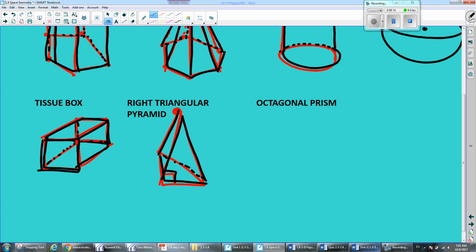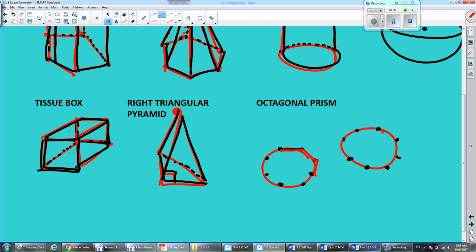And an octagonal prism. This one might actually be easier if you draw two circles. That'll help you keep your 8 points in the same spot. 1, 2, 3, 4, 5, 6, 7, 8.